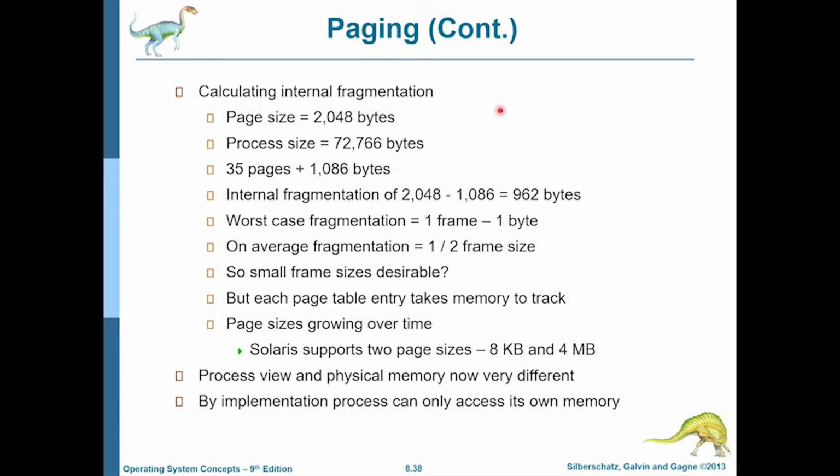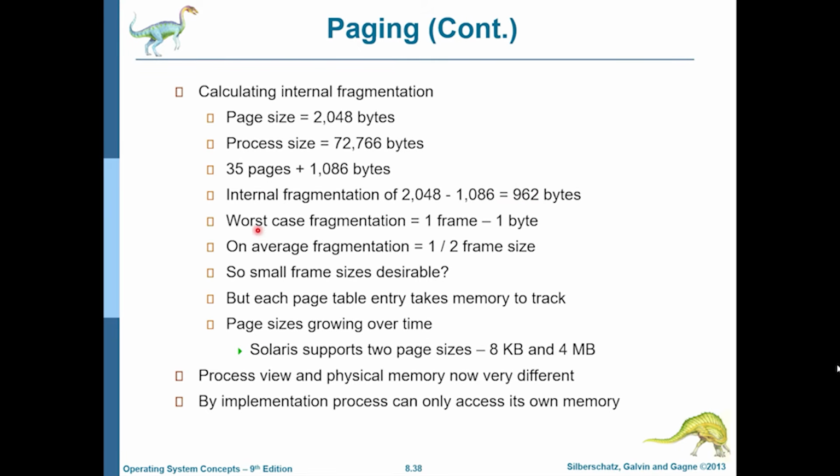I said that internal fragmentation is still possible in paging. And let's see how that is possible. So the page size is 2048 bytes and the process size is 72766 bytes. So this is exactly equal to 35 pages, 35 into 2048 plus these 1086 bytes extra. So how many pages do you need? You need 36 pages. Even if the last page is not going to be completely occupied, you still need it. And what is the internal fragmentation? The last page had space for 2048 bytes. You are only using 1086 bytes. So we have a wastage of 962 bytes.